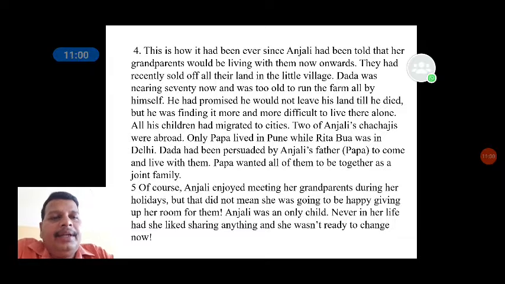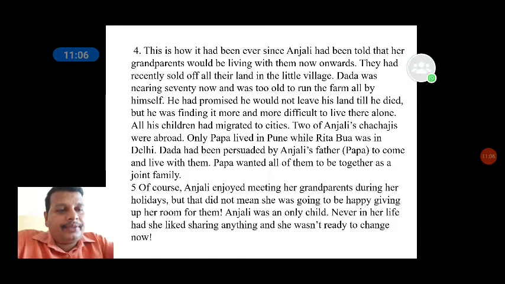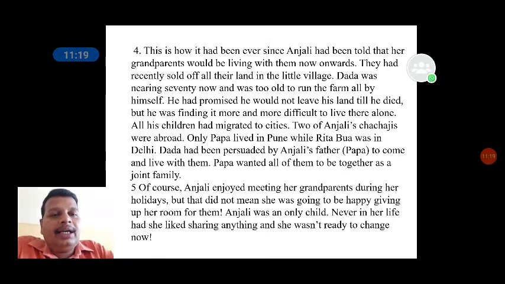Dada had been persuaded by Anjali's father. Persuaded means to plead with, to convince. Here Dada had been convinced, persuaded, by Anjali's father, Papa, to come and live with them. Anjali's father convinced their parents, Anjali's grandparents, to live with them.